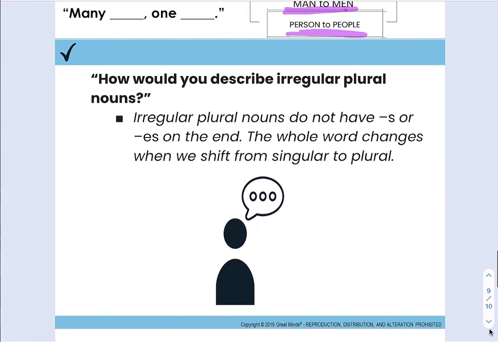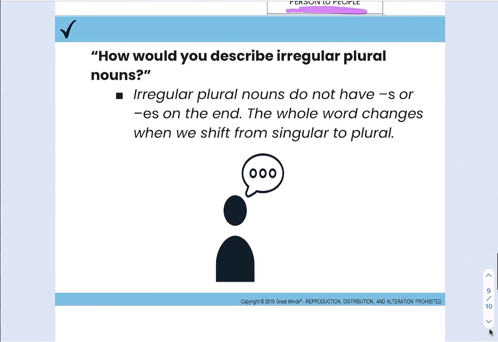Okay, and then we're coming in for a landing. How would you describe irregular plural nouns? Irregular plural nouns do not have s or es at the end. The whole word changes when we shift from singular, meaning one, to plural, meaning more than one or many.